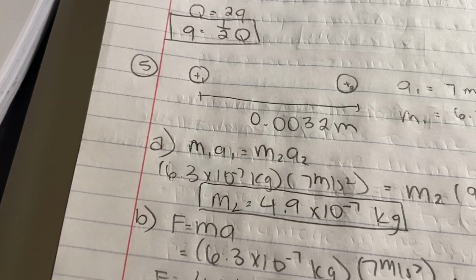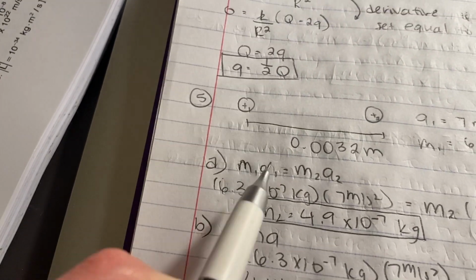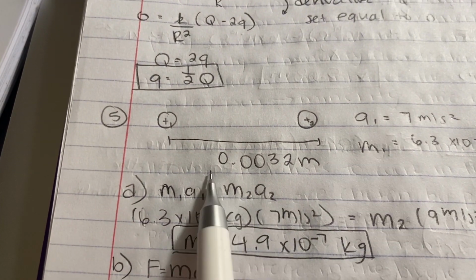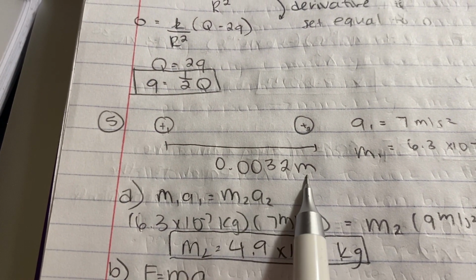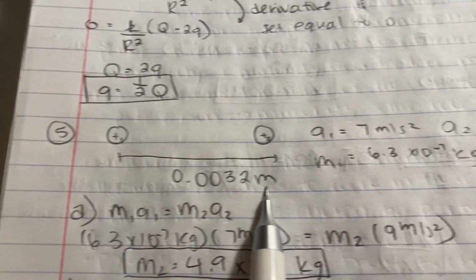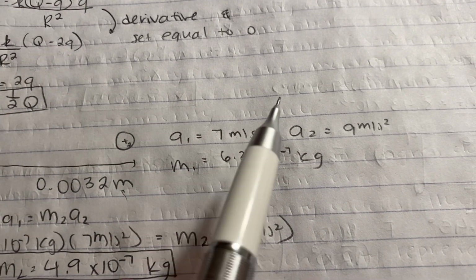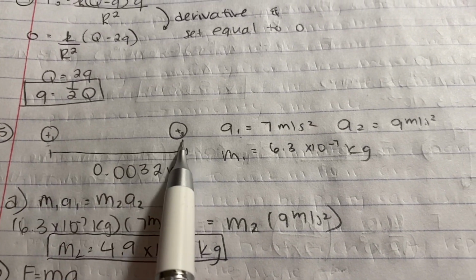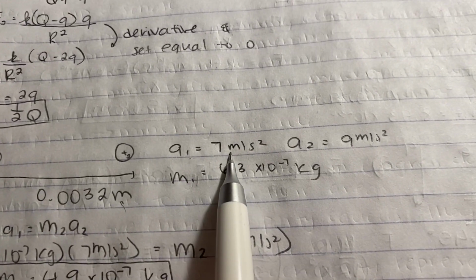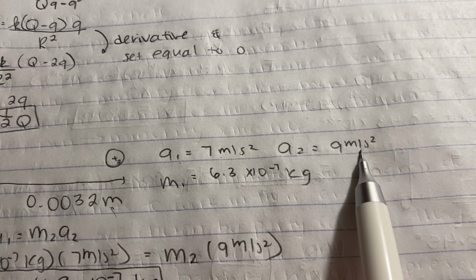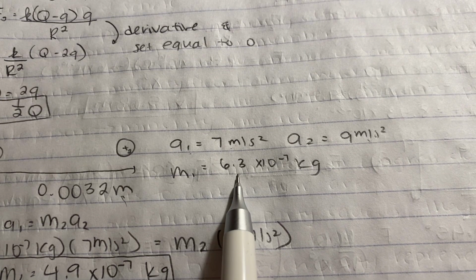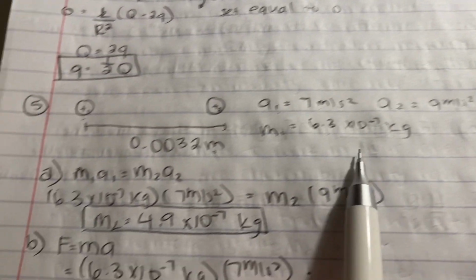So the first thing I did was draw a little diagram here. So equally charged particles, I just kind of assumed that they were positive. And then they're 0.0032 meters apart, which is 3.2 millimeters. I wrote our givens over here. So the acceleration of particle 1, which we're going to call this one particle 1 and this one particle 2, is 7 meters per second squared. The acceleration of 2 is 9 meters per second squared. And the mass of particle 1 is 6.3 times 10 to the negative 7th kilograms.